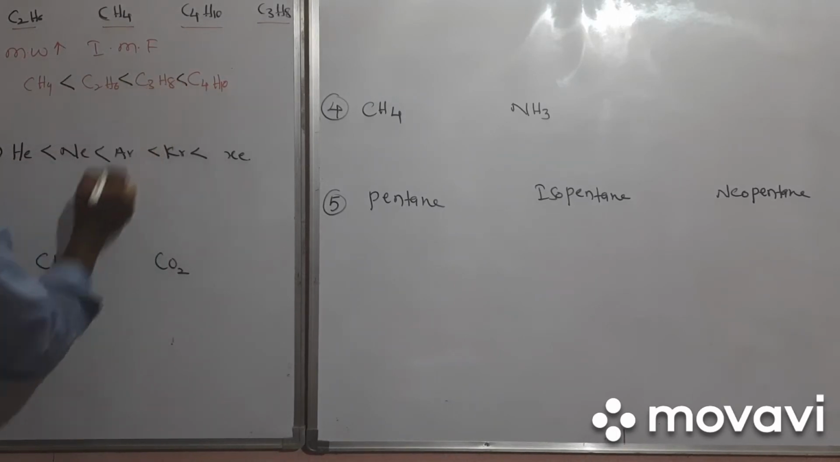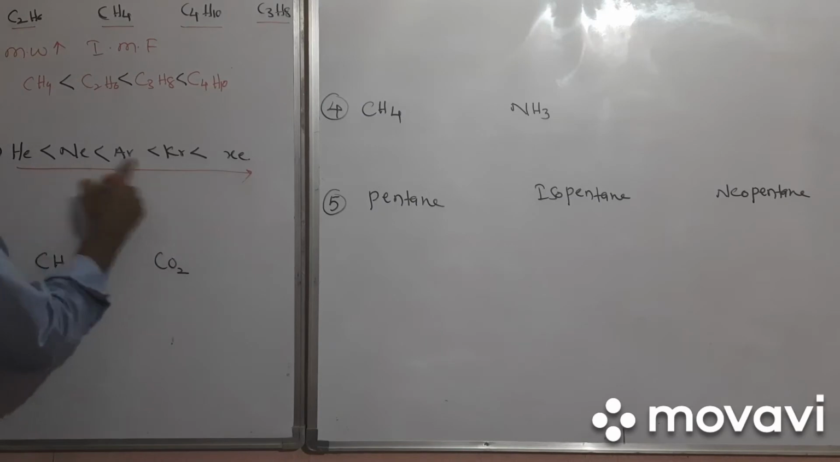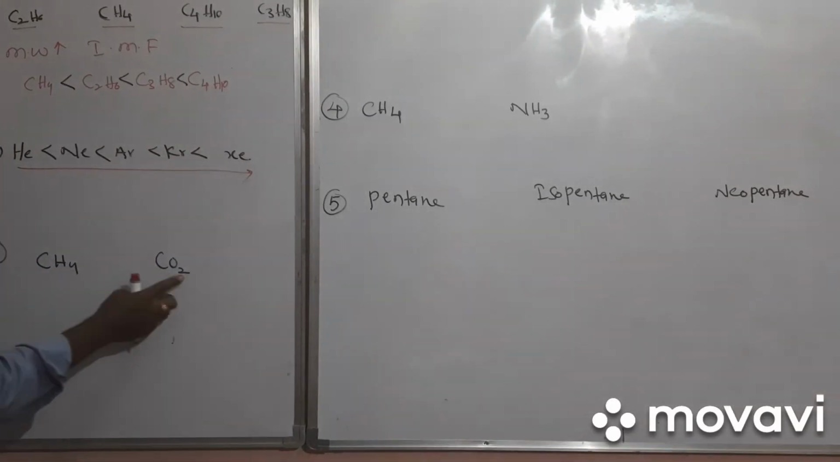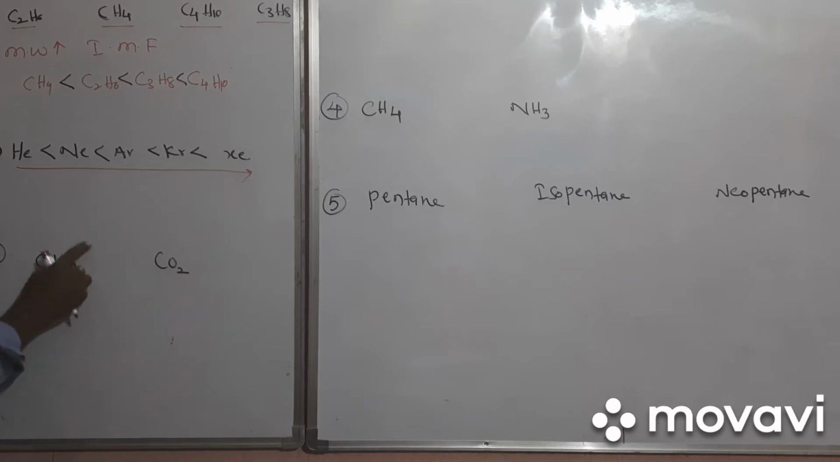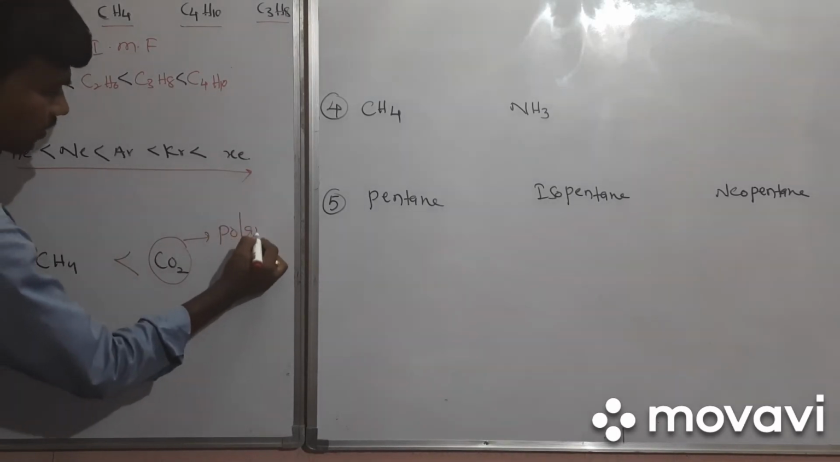So here you see helium, neon, argon, krypton, xenon, radon. From here to here molecular weight increases, so that's why A value will increase like this. In between these two, methane is here and carbon dioxide is here. In between these two, carbon dioxide will have the maximum A value. Why? Because this is a polar gas.